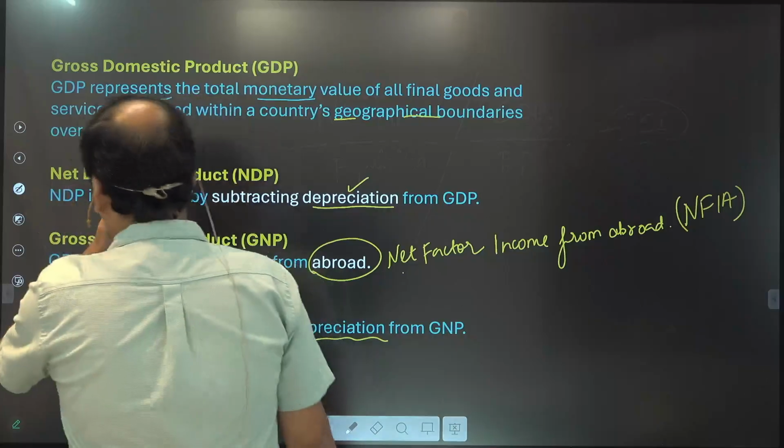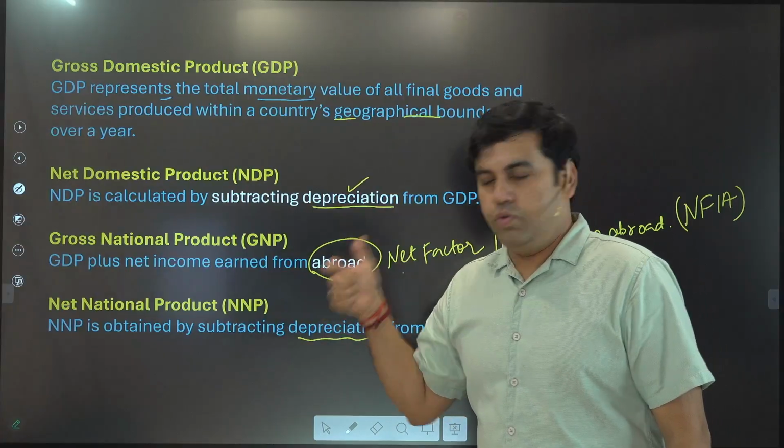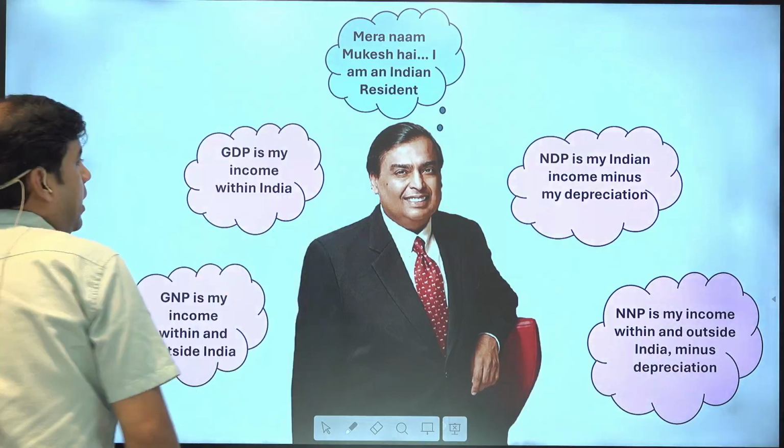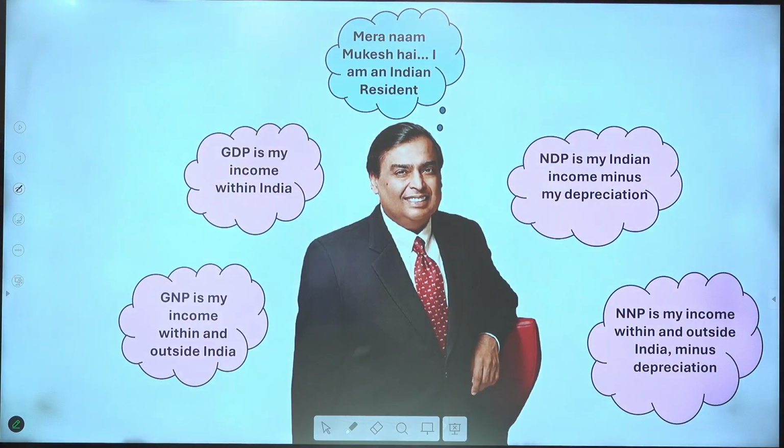Okay. Now look. These are the basic stages of calculations that we have discussed so far. You know this person very well. Read it for a while. So my name is Mukesh, right? I'm an Indian citizen. GDP is my income within India. GNP is my income within and outside India. Both.